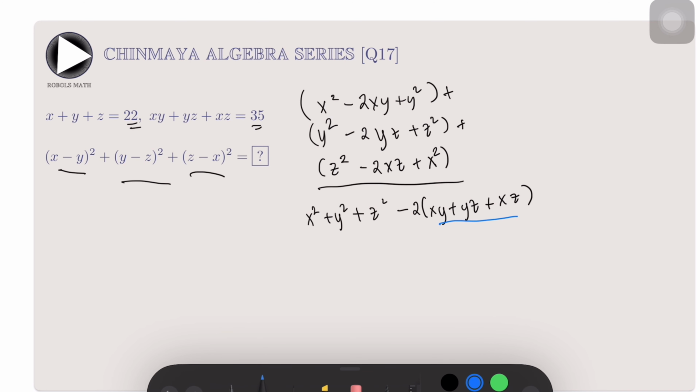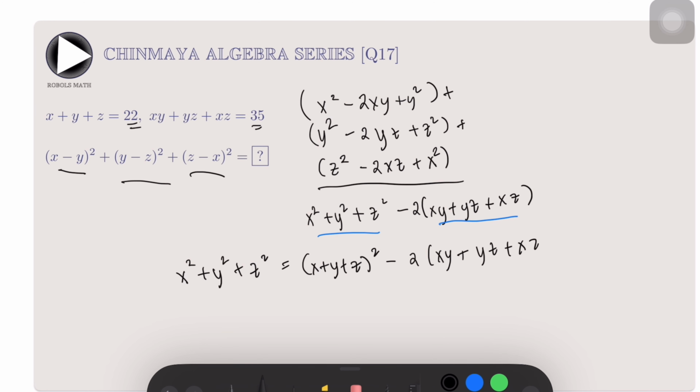This xy plus yz plus xz here is known already, so we can just plug in the value of that later on. However, this x squared plus y squared plus z squared is not known yet. But we have a method to determine its value by making use of the identity that x squared plus y squared plus z squared is just equal to the square of (x plus y plus z) minus 2 times (xy plus yz plus xz).